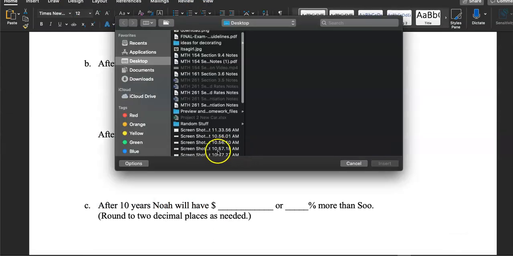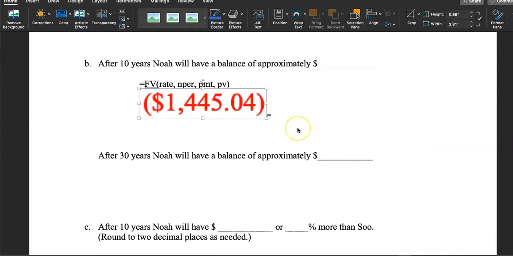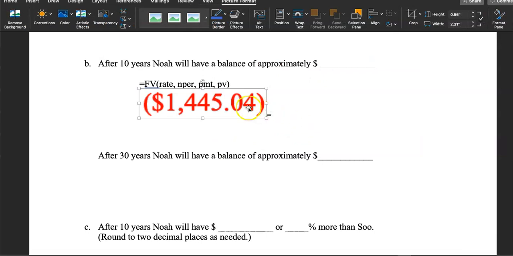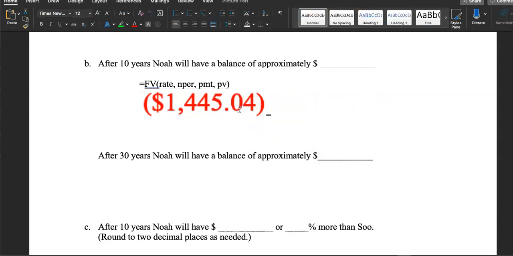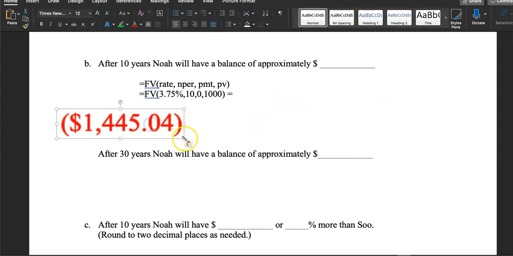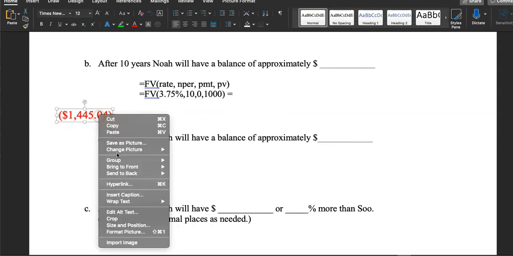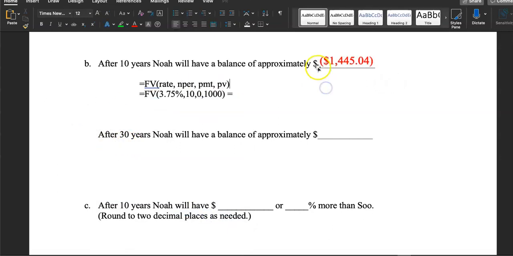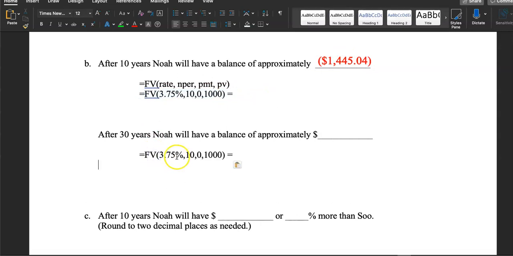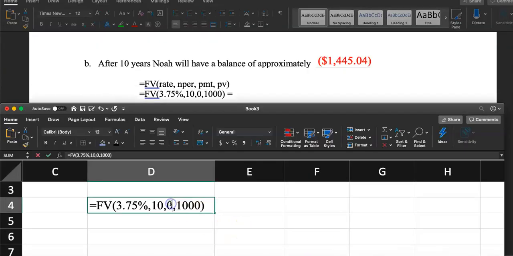Let me go ahead and write that answer down. That's the amount that Noah will have after 10 years. And later we're going to compare these amounts. But for right now, let me just find these answers, okay? So what about in 30 years? Now I'm keeping everything else the same over here, but I'm going to go ahead and change that 10 years to what year? 30 years. And let's figure out how much Noah will have in 30 years with that 3.75 interest rate.